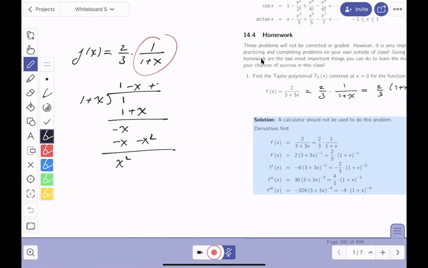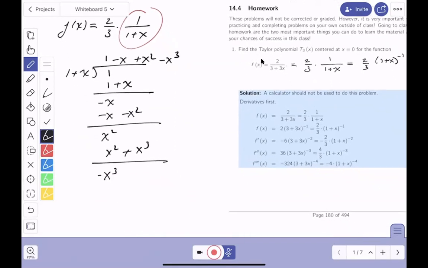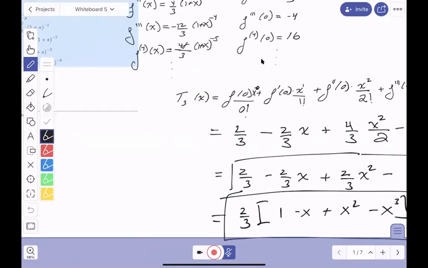So what do you have there? Plus x squared. That would give you x squared plus x cubed. I think you get the idea. Subtract to get x cubed, and so forth and so on. Are we getting the same thing? We are. And what I mean by that, we're getting that pattern 2/3 times 1 minus x plus x squared minus x cubed.